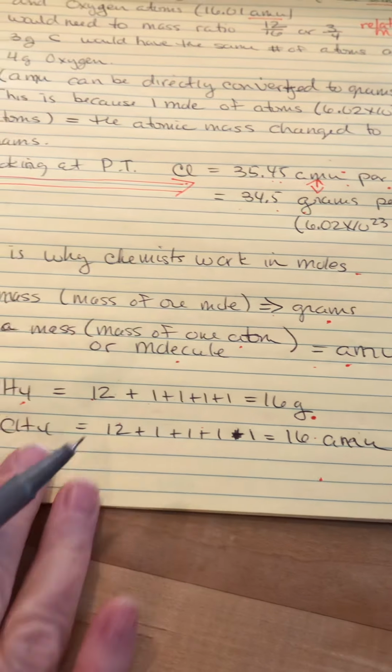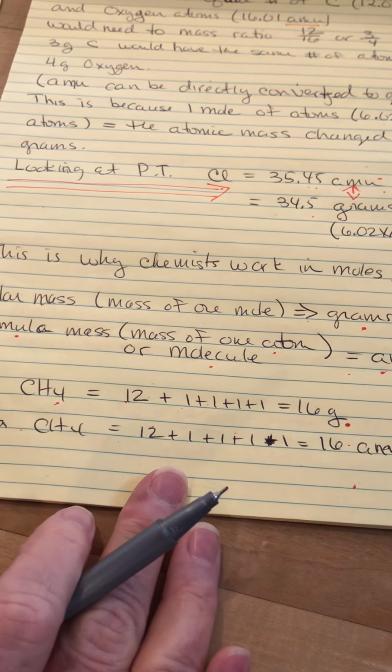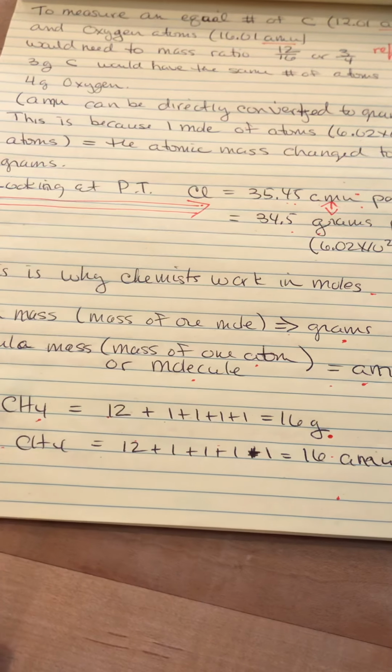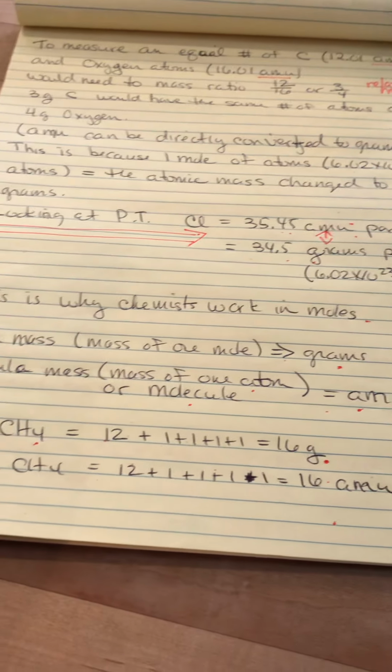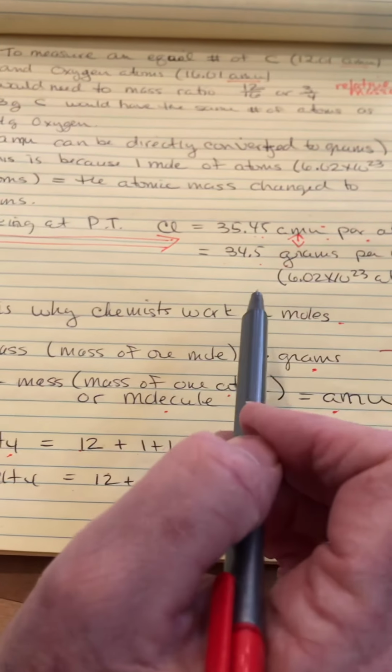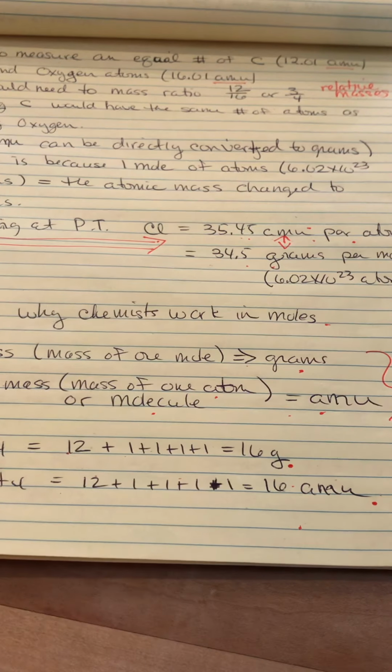So you're going to look at those numbers on the periodic table and decide whether you're working with a lot of them, enough that you can see. We're going to then use them in grams, or you're using a tiny, tiny amount like atoms or molecules, and then it's atomic mass units.